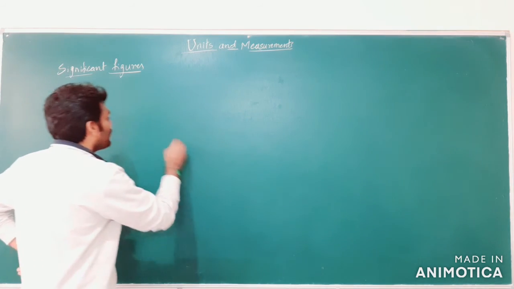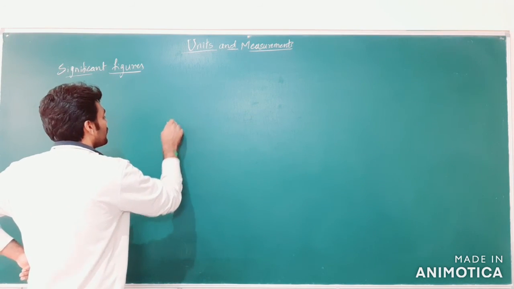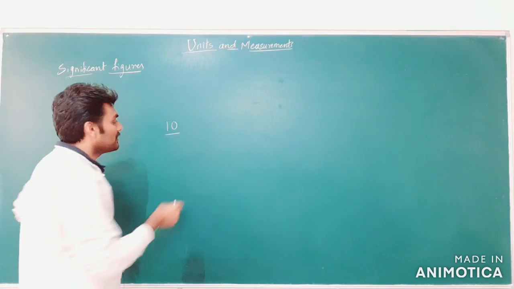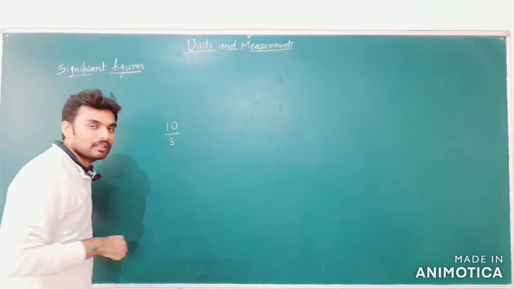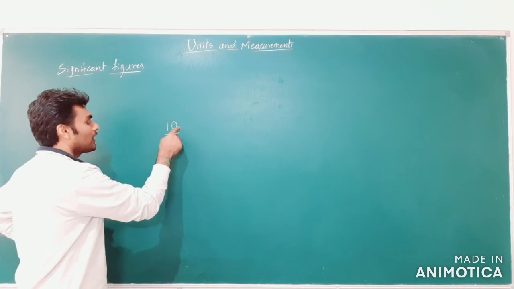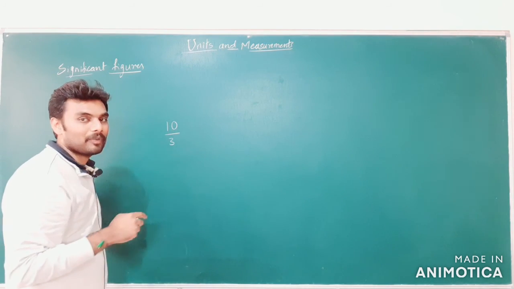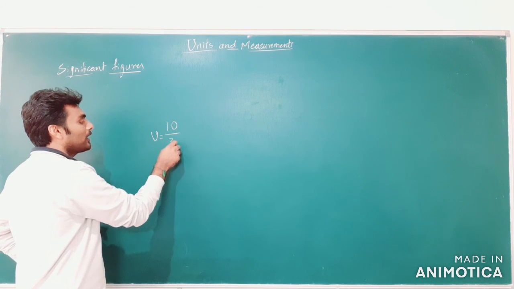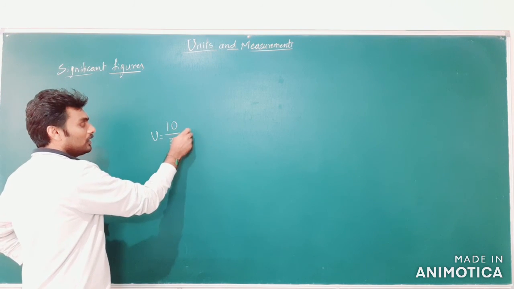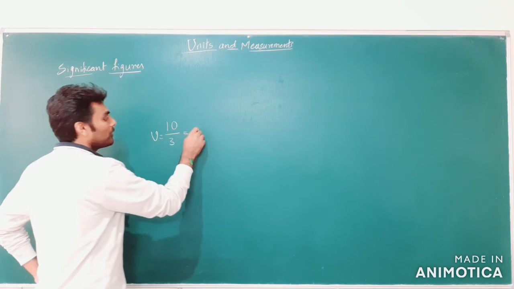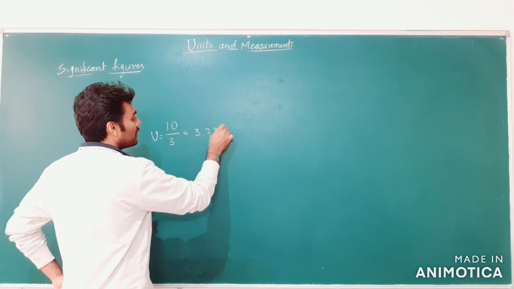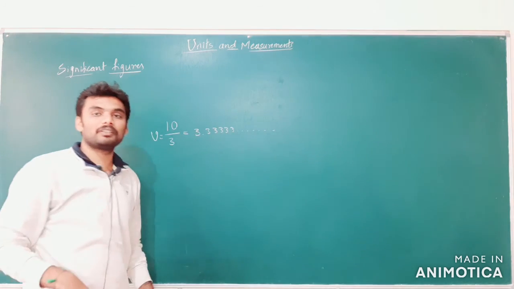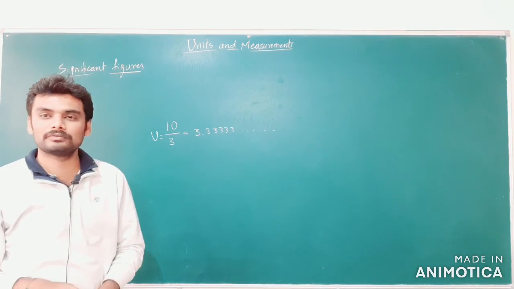For example, say I'm measuring the velocity of a particle. The distance traveled by the particle is 10 meters and the time taken by the particle is 3 seconds. So according to the formula, velocity v is equal to distance by time, 10 by 3. What is 10 by 3? 10 by 3 is going to be 3.3333333 and so on, infinite number of threes, recurring, right?